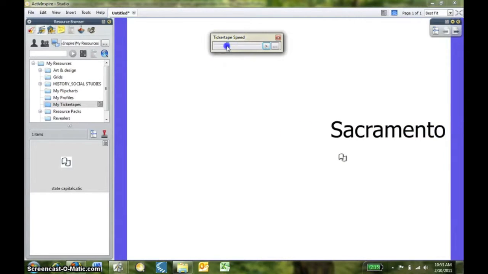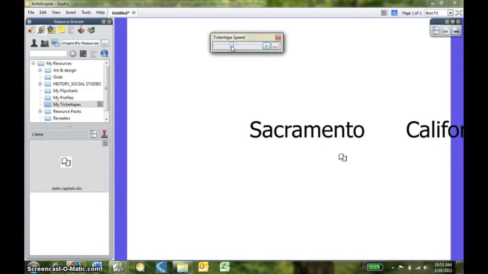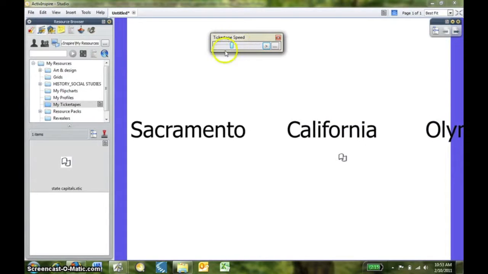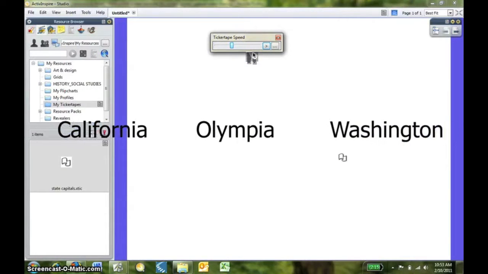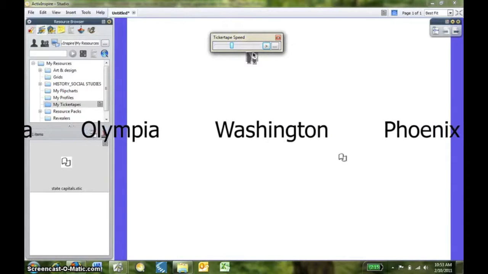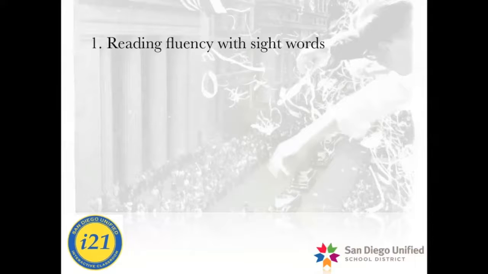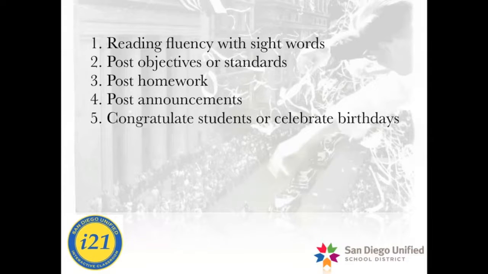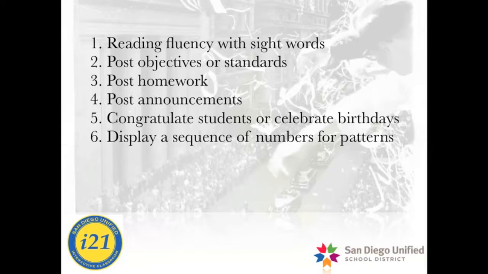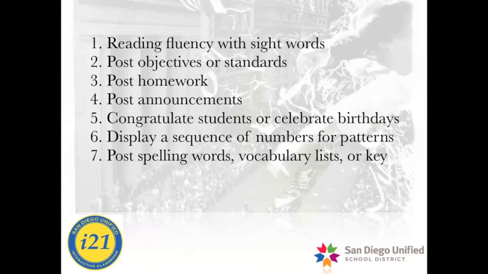So that's how I can pre-make ticker tapes that I want to reuse, that I might use from year to year. I can change the speed up here at the top, like I've just done and made it just a little bit faster. And that's how I make and save a ticker tape and create a button that I can just drag in to start the tape. Again, use the ticker tape for reading fluency with sight words, posting objectives or standards, posting homework, post announcements, congratulating students or celebrating birthdays, displaying a sequence of numbers for patterns, posting spelling words, vocabulary lists, or keywords and definitions.